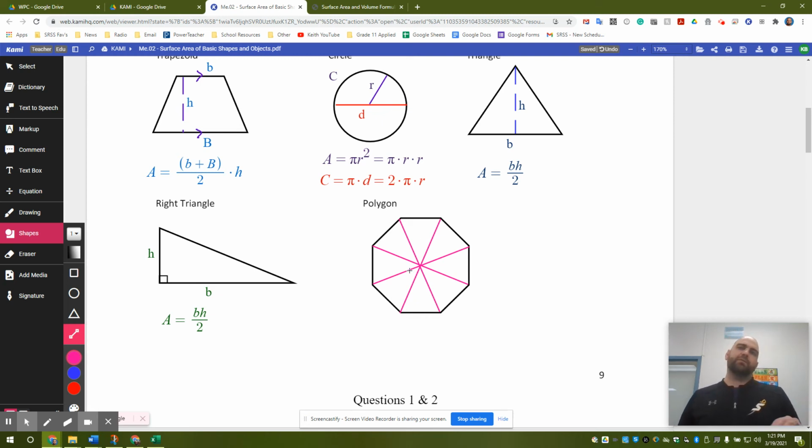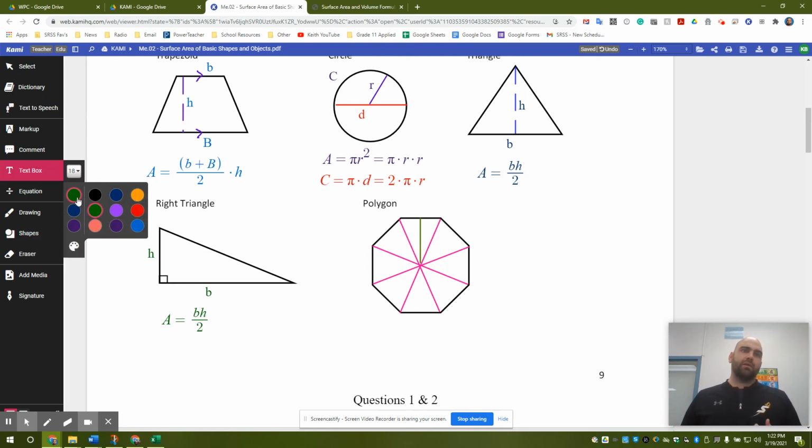Now, if we can find the area of each triangle, we can then multiply it by the number of triangles that we have to find the area of a polygon. And you will have a few questions on this, and I do throw a bunch of them on there. I really do like the questions that deal with a polygon. What we need to know is this length right here. This length goes from the center to the outside. In a circle, we would call that the radius. In a polygon, we call that the apothem.